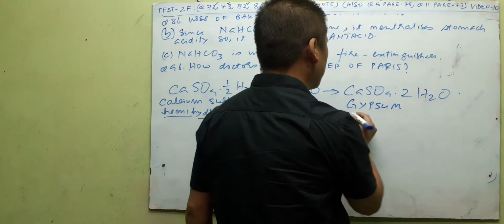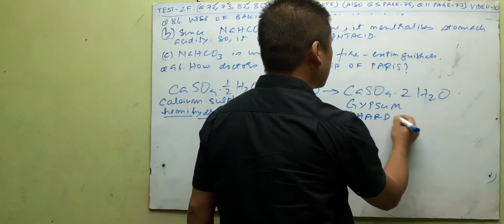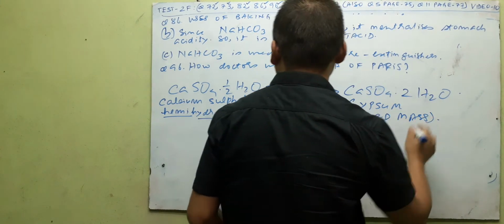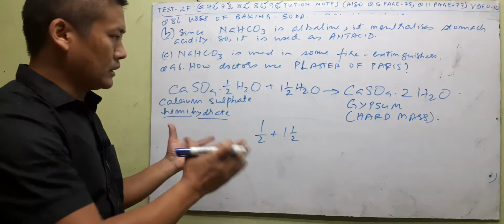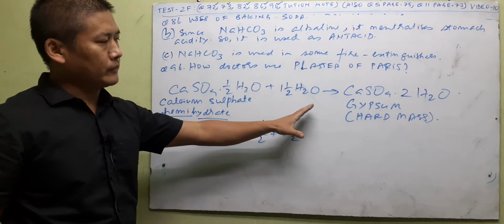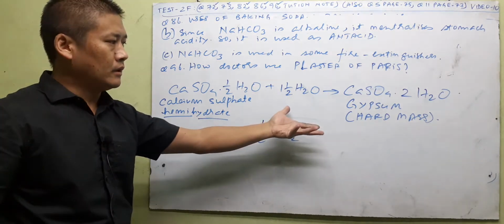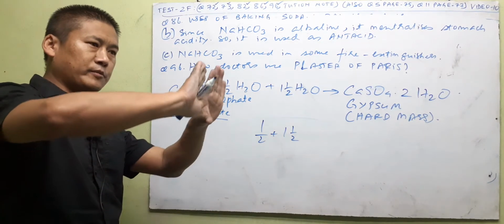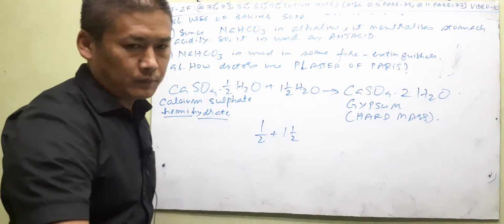Now what is the special property of gypsum? It is a hard mass. Calcium sulfate hemihydrate is just a powder. It cannot cast. But when you mix it with water, you form gypsum, which is a hard mass. So it's like cement plastering and forming a hard mass on the wall to keep the wall strong.